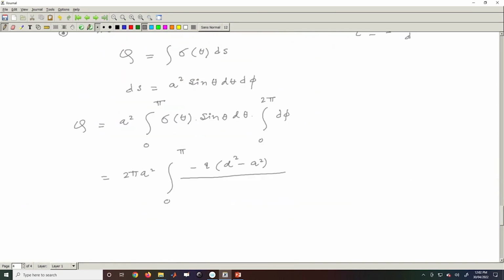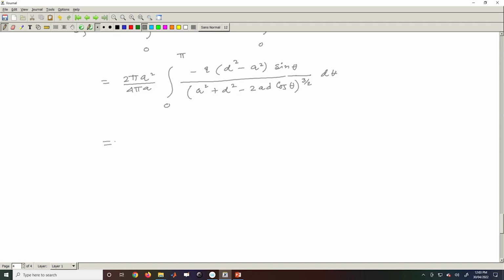4 pi a is there, so I can put this 4 pi a outside, and then I have a sine theta which is already there. In the denominator I have a square plus d square minus 2 ad cos theta whole to the power 3 by 2, and over d theta. Okay.